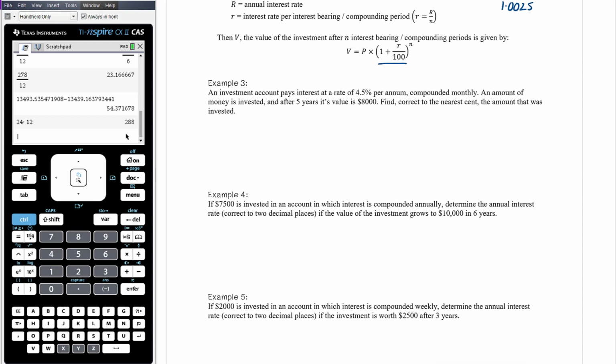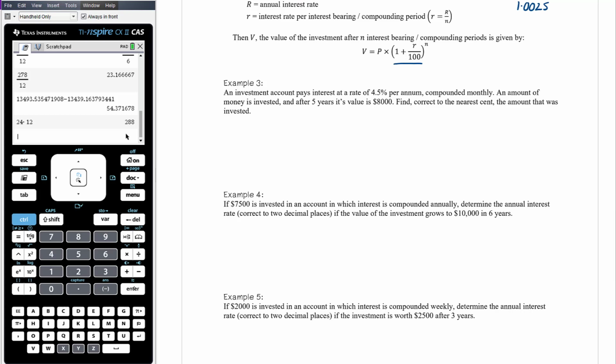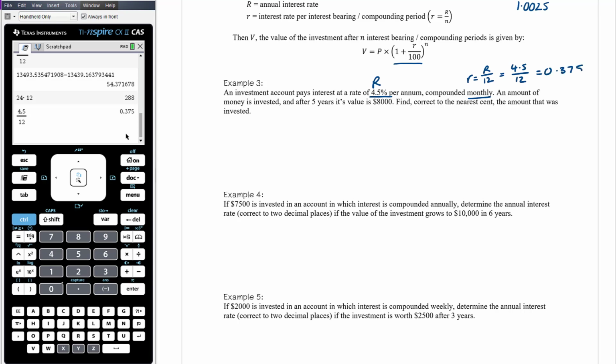An investment account pays interest at a rate of 4.5% per annum. That's our capital R, annual interest rate, compounding monthly. That's important, so we need to work out what lowercase r is. Lowercase r is going to be uppercase R divided by 12 in this instance, so 4.5 on 12. That is 0.375. So 0.375% is our monthly interest rate.